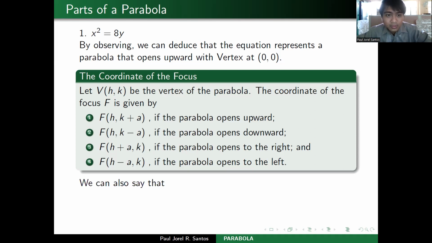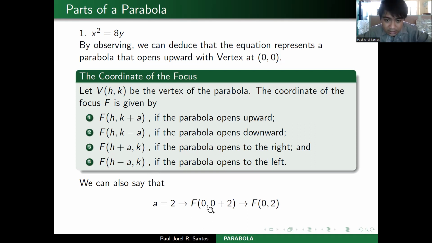Before we use the first one, we should be aware that 4a is equal to 8, because we do not know yet the value of a. So 4a is equal to 8. Now, divide both sides by 4, it will give us a equals 2. Now, since a is equal to 2, we just need to replace h, k, and a by 0, 0, and 2 respectively.